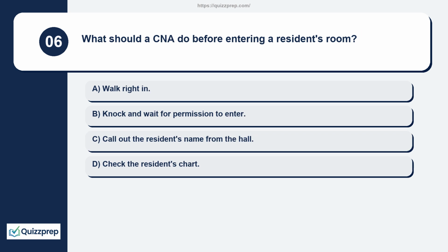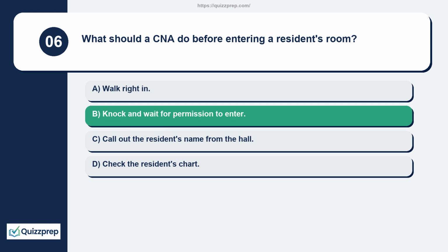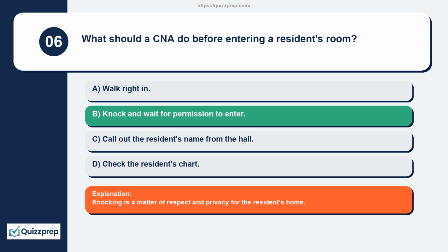Question 6. What should a CNA do before entering a resident's room? Walk right in, knock and wait for permission to enter, call out the resident's name from the hall, or check the resident's chart? Knocking is a matter of respect and privacy for the resident's home.